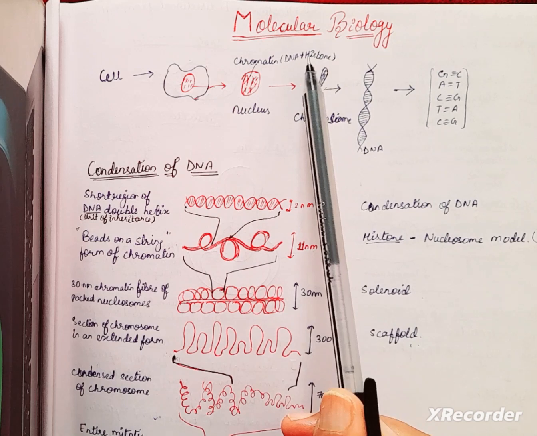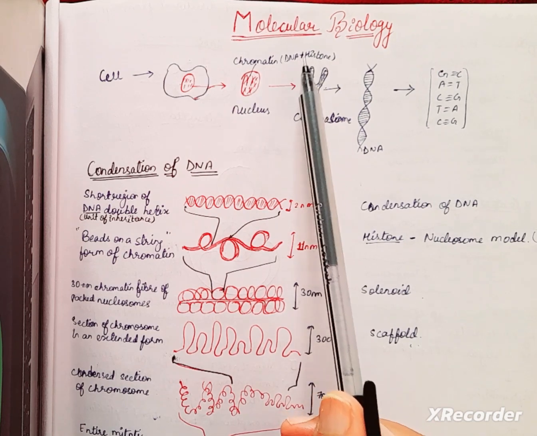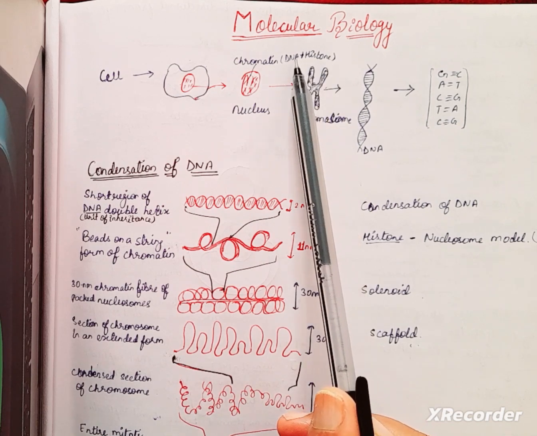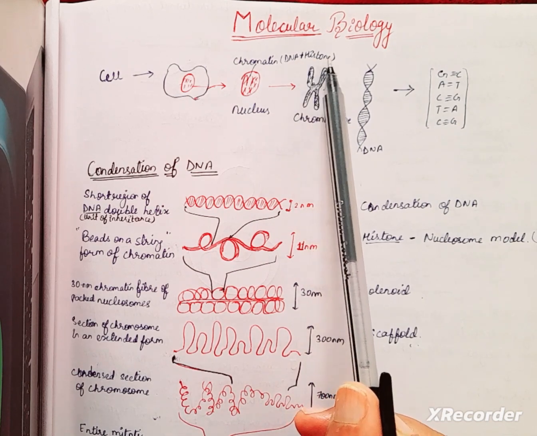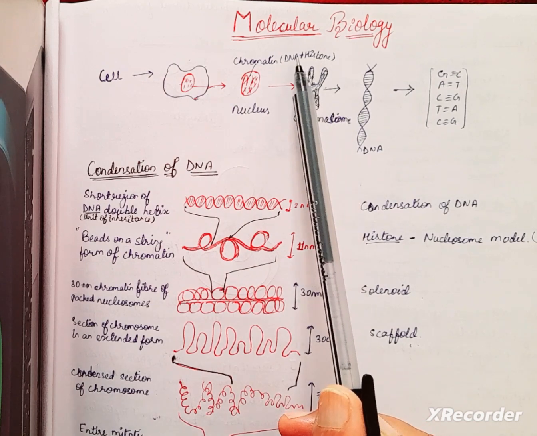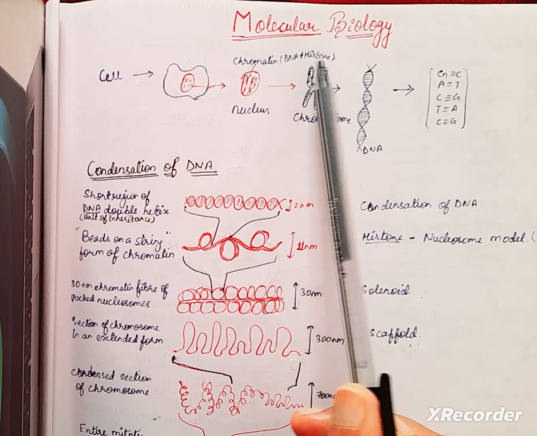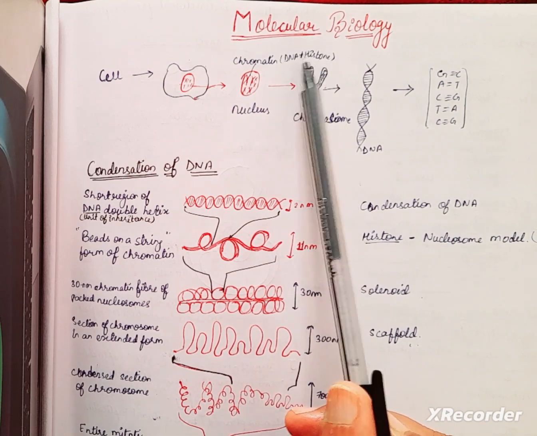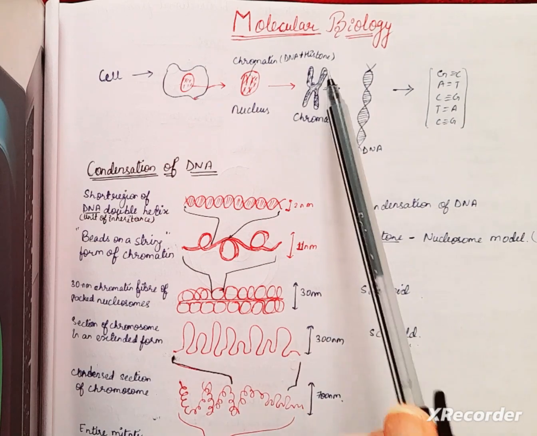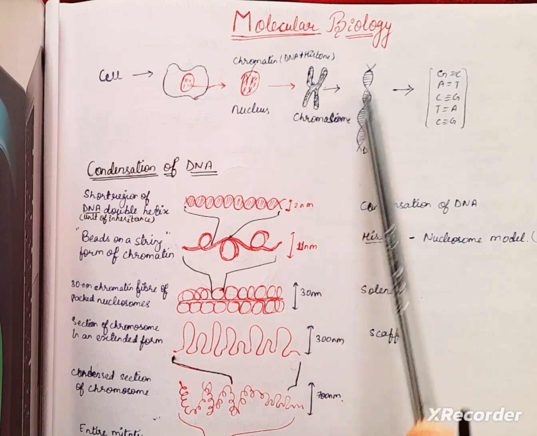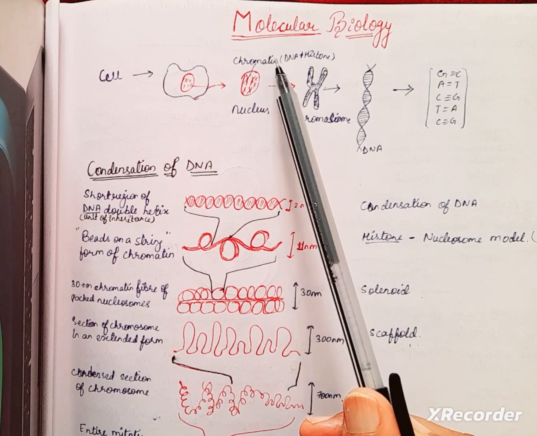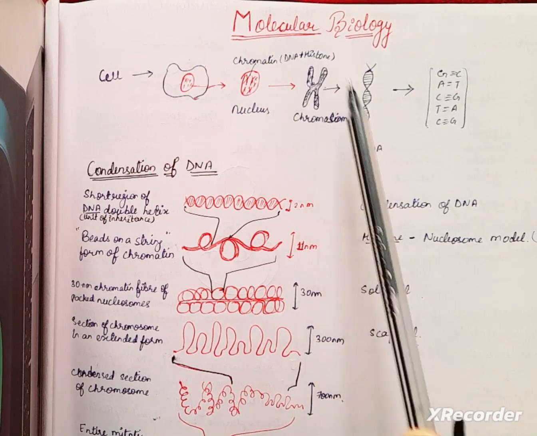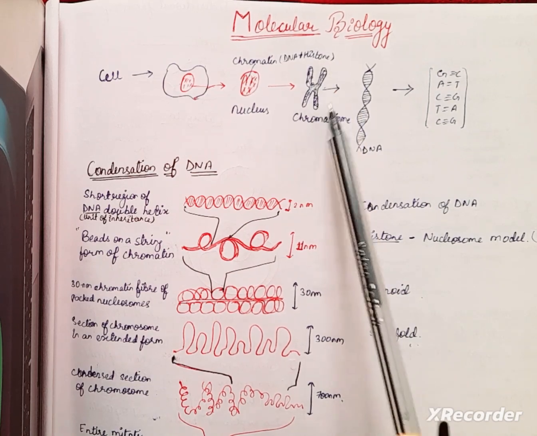DNA is negatively charged and the histone protein is positively charged. That's why DNA wraps around the histone protein: as they have opposite charges, they attract each other and wrap around each other. When the chromatin fiber is in its most condensed form, it forms the chromosome structure. As you can see, this is a chromosome structure.